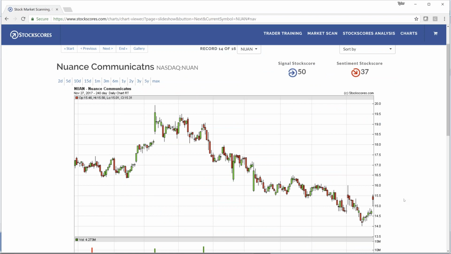Okay, this one closed below its open. Not a good thing. We want for this strategy to be closing above its open. I can also see that it would still be below the trend line, because if I start here and draw a line across here, it would be below it. So let's go to the next one.